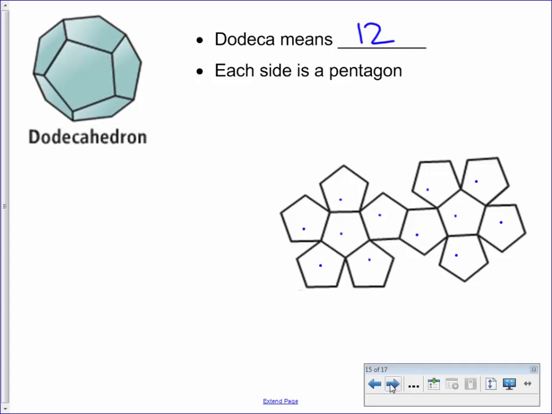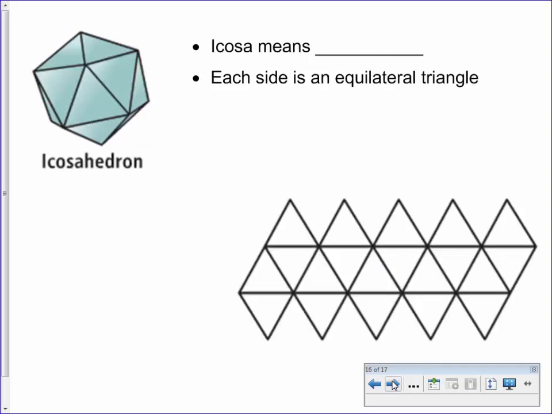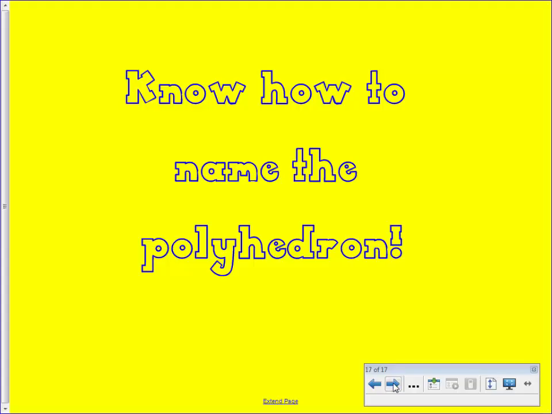Lastly is the icosahedron, which looks crazy with all these triangles, but if we count it, there's 1, 2, 3, 4, 5, 6, 7, 8, 9, 10, 11, 12, 13, 14, 15, 16, 17, 18, 19, 20. So icosa means 20, or 20 equilateral triangles. If you would fold that all up, you get the icosahedron. What you really need to take away from this lesson is how to name a polyhedron with the bases.